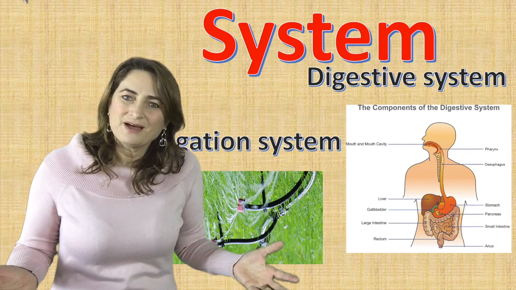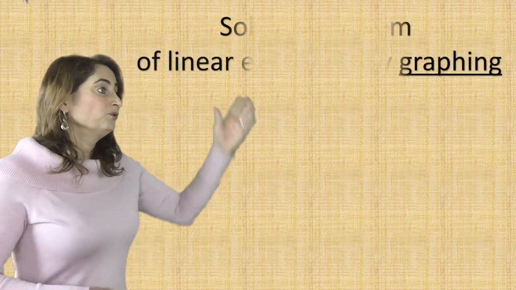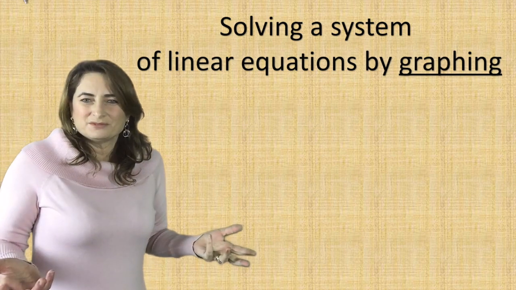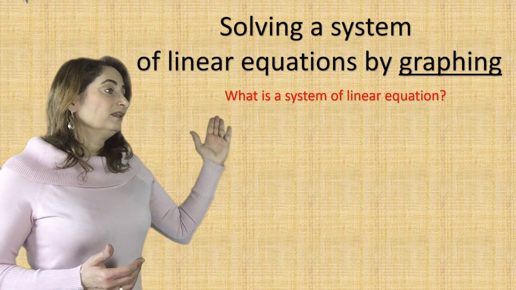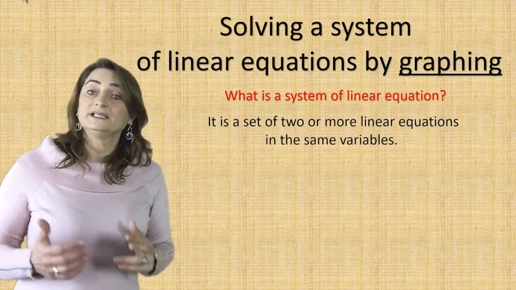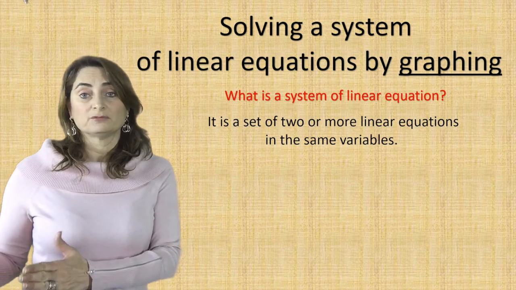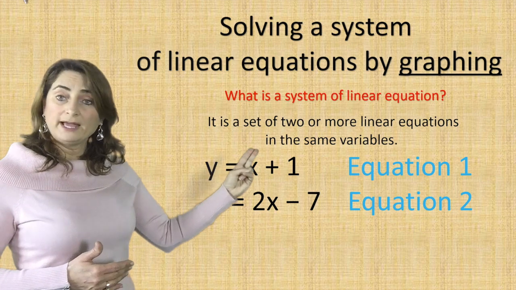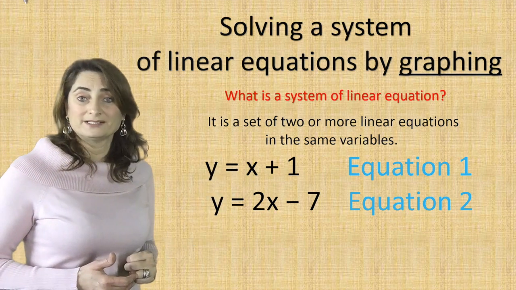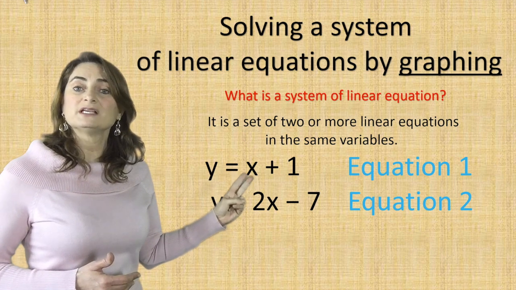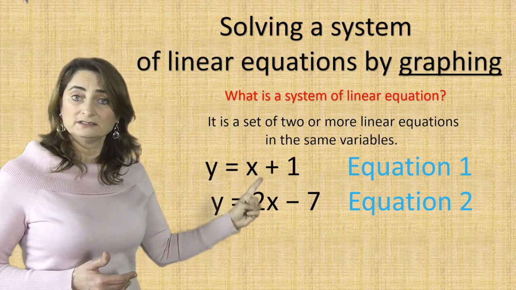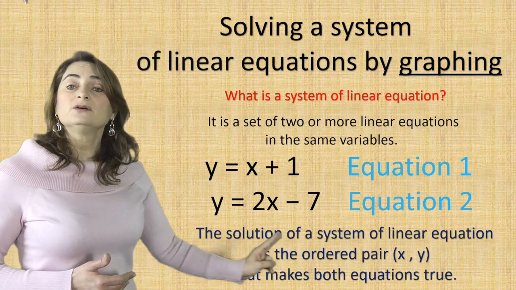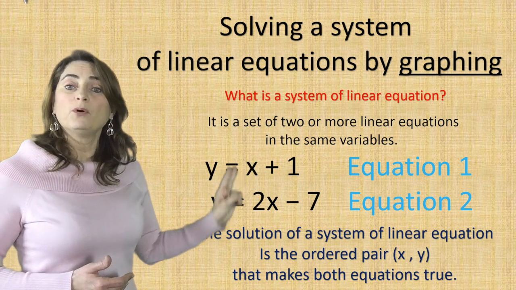What does this have to do with math then? Today, we will be solving a system of linear equations by graphing. So what is a system of linear equations? It is a set of two or more linear equations with the same variable, which means they have the same kind of variable. So let's look at those two equations. y equals x plus 1 and y equals 2x minus 7. Those are two equations. They have the same kinds of variable, x and y. The solution that we're looking for is the ordered pair x and y that will make both equations true.